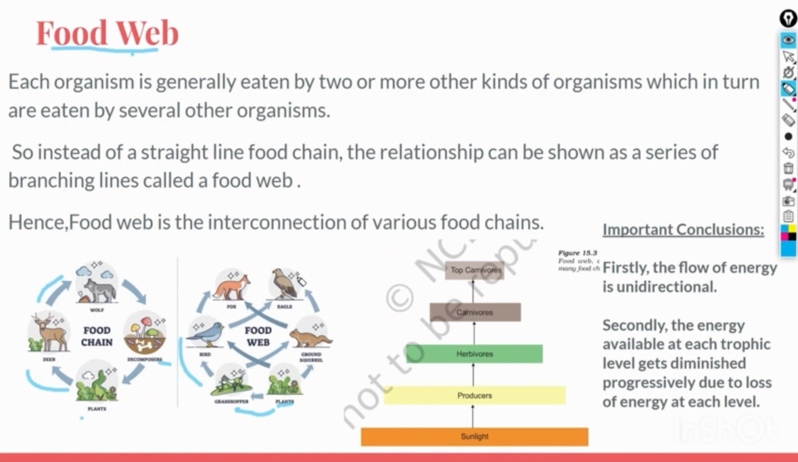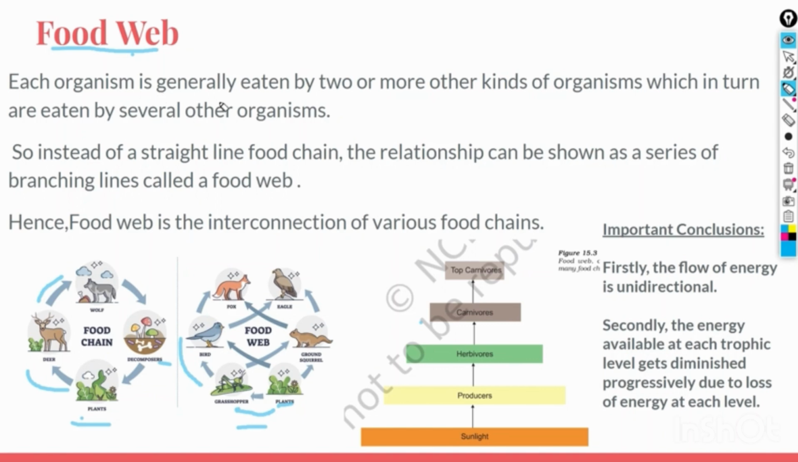So here we can see various food chains are being connected, or various food chains are colliding and branching, forming a web-like structure. In real life, food chains do not exist. Food webs exist. We see food webs, they are interconnections of various food chains. No food chains exist separately in the environment. There is always interconnection of various food chains.